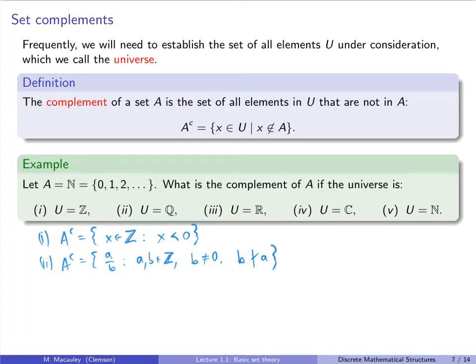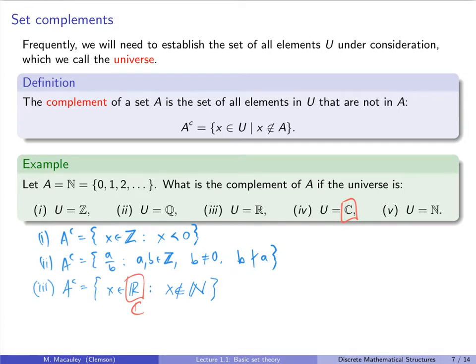For part 3, if our universe is the set of all real numbers, so this is the set of all real numbers x. Sometimes I can write things like the set of all real numbers where x is not a natural number. So this is a slightly different way to write the same thing. And similarly, for part 4, if we use the complex numbers, C, I could do the same thing here, just use C instead of R.